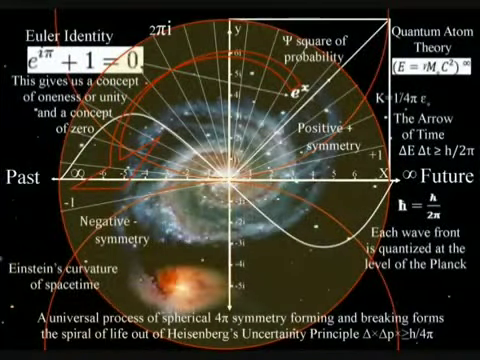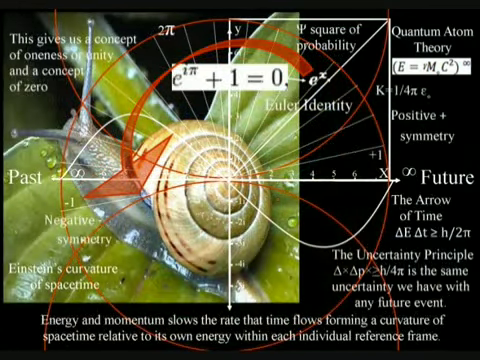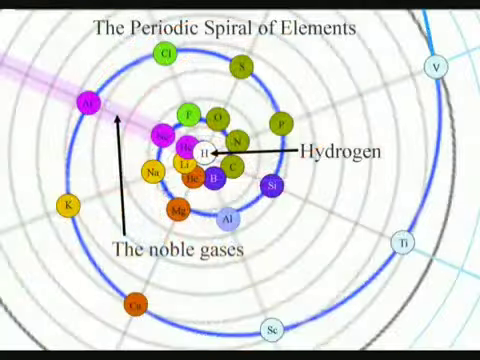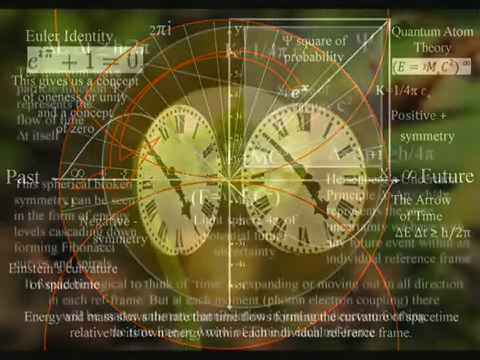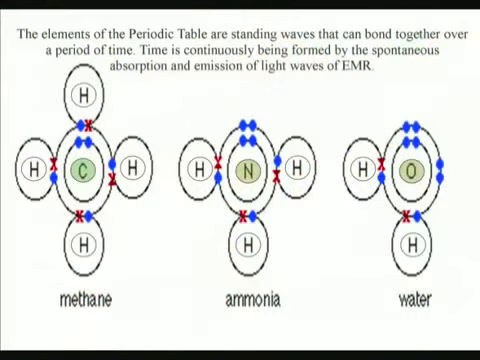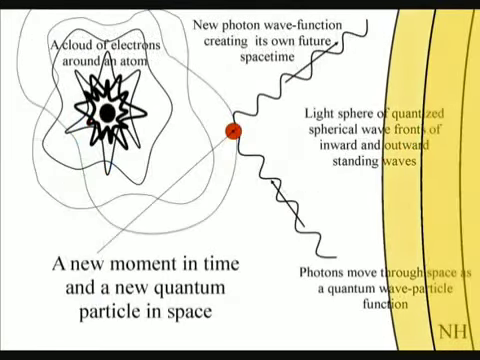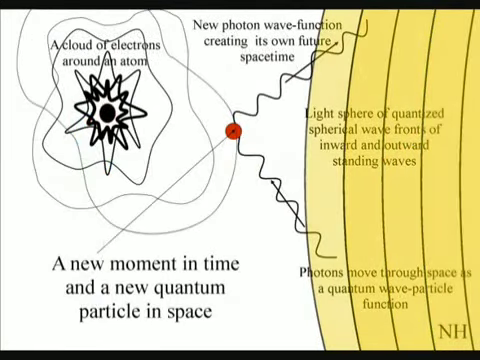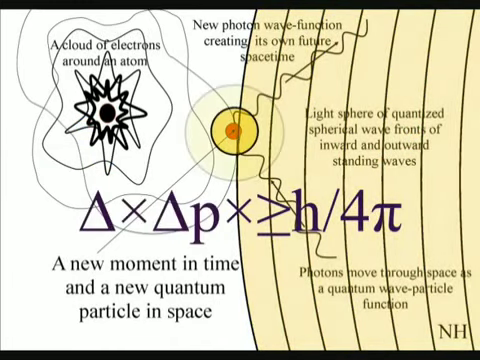This process is totally universal and interactive, from the largest object to the smallest creature, right down to the smallest element of the periodic table, will slow the rate that time flows, forming a curvature of space-time relative to its own energy or mass. In this theory, the elements of the periodic table are standing waves over a period of time. Time is continuously being formed by the spontaneous absorption and emission of light waves of electromagnetic radiation.